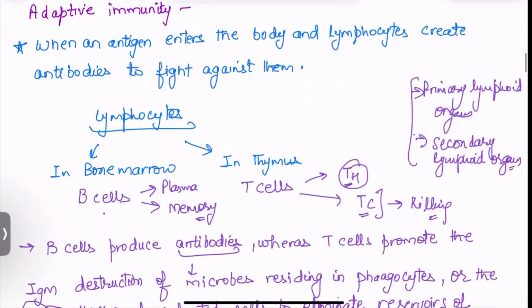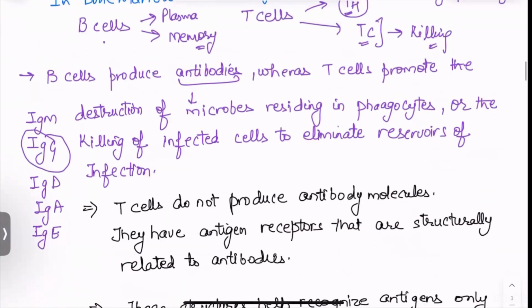B cells produce antibodies, whereas T cells promote the destruction of microbes residing in phagocytes or killing of infected cells to eliminate reservoirs of infection. There are 5 types of antibodies. IgM is usually called the primary response antibody. IgG is the one formed in our body as a memory antibody. IgD, the function is not much known. IgA is found in a lot of secretions like breast milk. And IgE is the antibody against allergens.